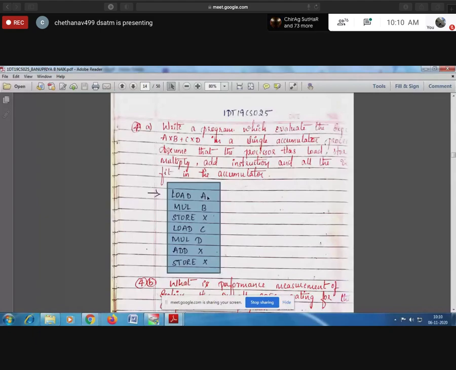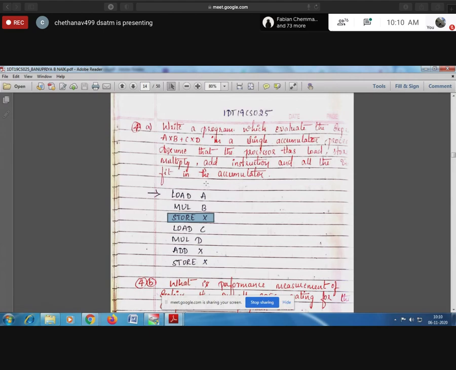First I will load the A data. Next I'll multiply with B. By default, what's on the right side? It's the accumulator. Load A to the accumulator, then access the data from the accumulator and multiply with B. Now I've completed A into B. Next, I'll keep this A into B result in a separate location, that's why store X. In X, I have A into B.